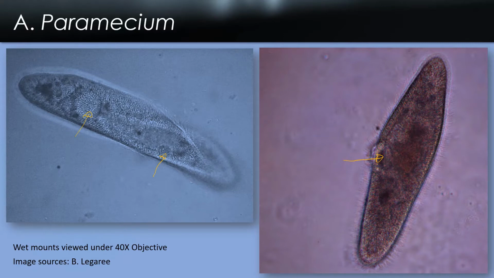But one thing I wanted to point out are these structures on the outer edge of the paramecium. The one on the left, you can see the structures are kind of blurry. The one on the right, you can almost make them out. And those structures are constantly moving. And those are the cilia that are involved in the paramecium's motility.